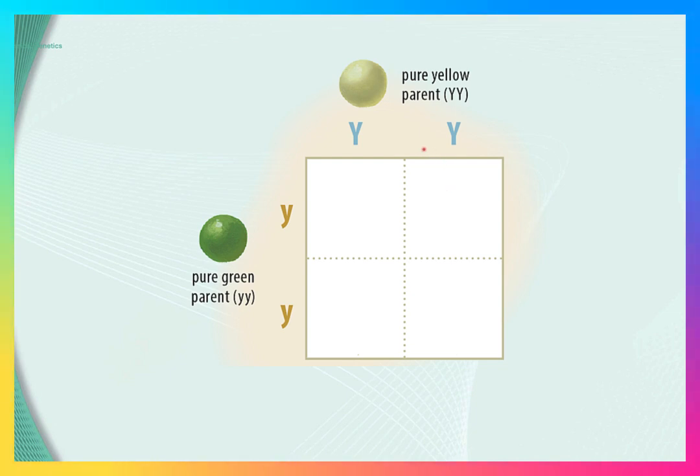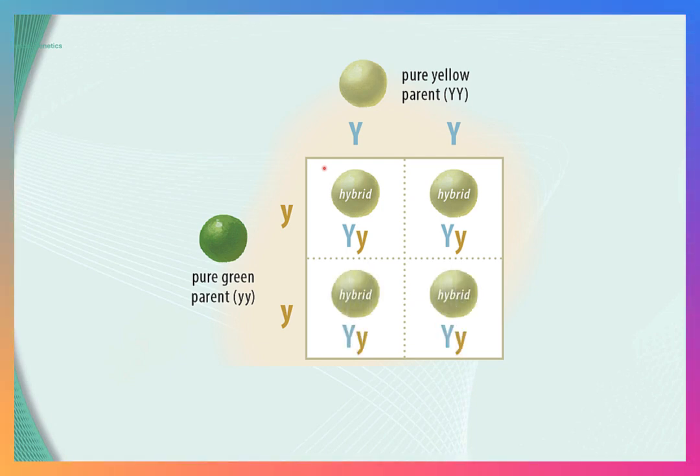Similarly, if you look at the color, if you cross a homozygous pure yellow dominant parent with a pure homozygous recessive green-seeded parent, you get the same result. You get 4 hybrid offspring, all of which will express the phenotype of a yellow parent, but they will be hybrid in terms of their genotype. And again, you get 100% hybrid yellow seeds.